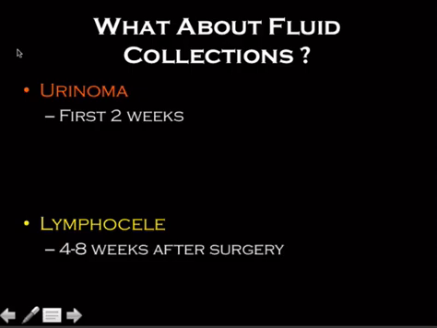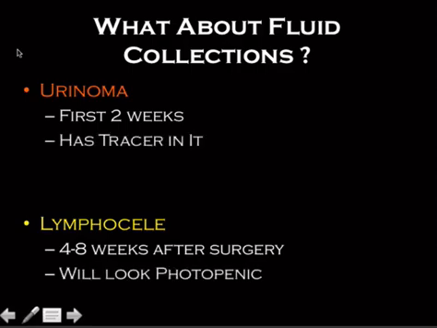And then the second part, which is also very intuitive, is that a urinoma will have tracer in it, because you're taking up a urine tracer. That's the reason the bladder gets darker over time. So you're going to have a fluid collection around the kidney that has tracer in it, whereas a lymphocele is going to be photopenic, won't have the tracer in it.